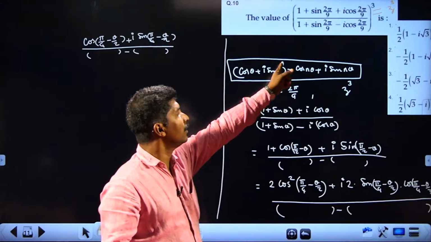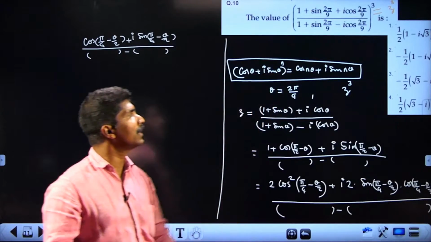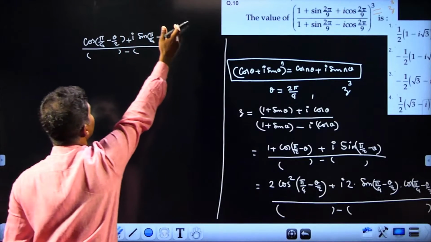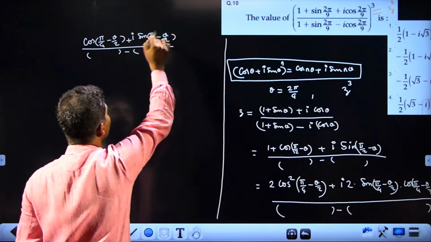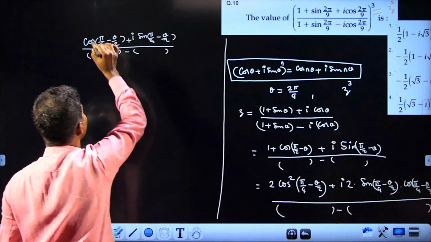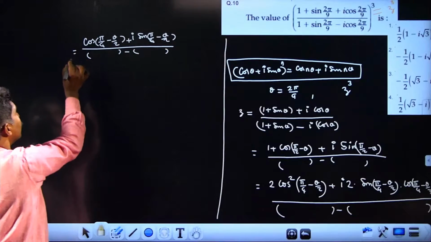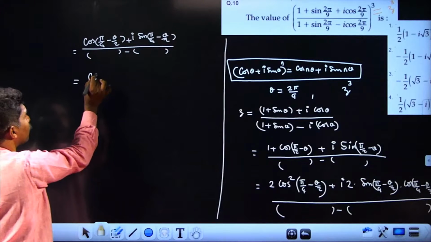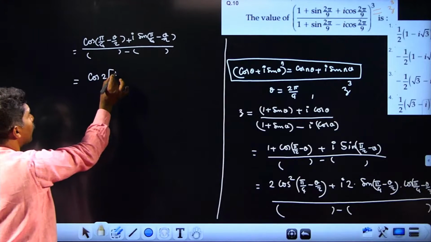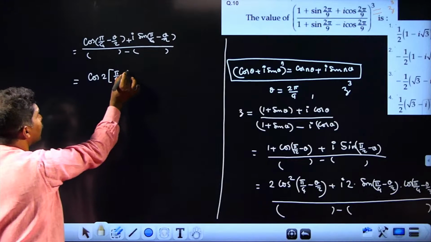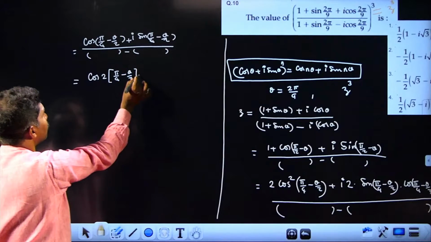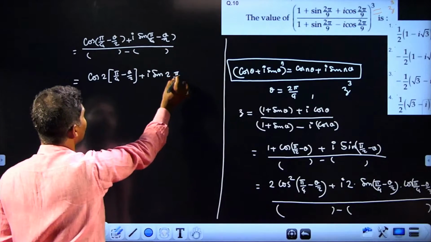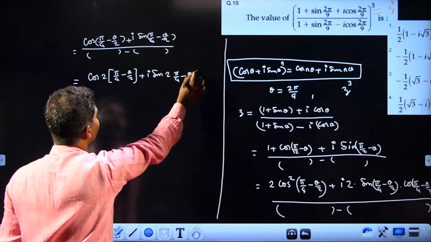Here, instead of n you will write 2, then cos 2 theta + i sin 2 theta. Its conjugate is the same, and its square. So this into this one is a square. That square comes here. So the next step, this is actually calculating only z. Z is equal to what? Cos of 2 into (pi/4 - theta/2) + i into sine of 2 into (pi/4 - theta/2).